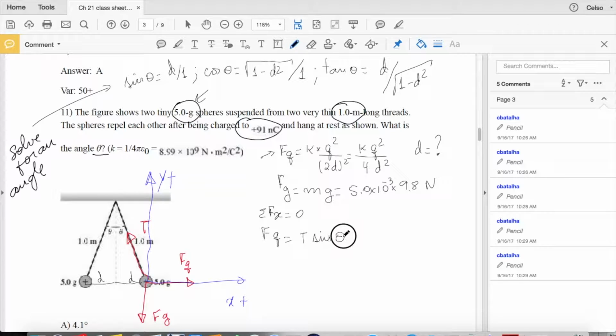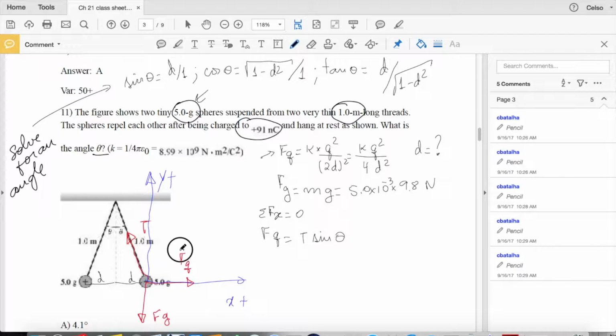If you are not comfortable with this projection, please talk to me or please go to tutoring. If you studied this a long time ago, and that might be your case, then you really should spend some time trying to remember and practicing this math. Otherwise, it's going to get in the way of your physics, and you don't want that. You want math to help you, not to put you down. So FQ is equal to T sine theta.